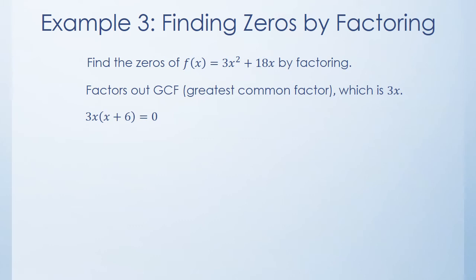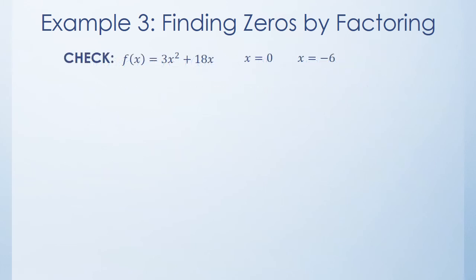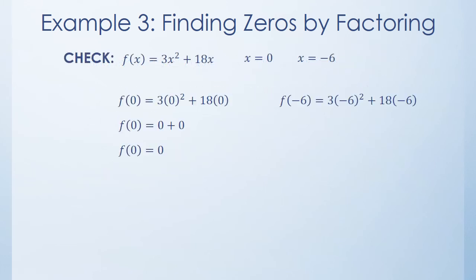Set each of the factors equal to 0. You get 3x equals 0. You get x plus 6 equals 0. Subtract 6 from both sides, you get x equals negative 6. Divide both sides over here by 3, you get x equals 0. So my zeros are 0 and negative 6. Plug the 0 and the negative 6 in, do the math, make sure they equal 0. That's how you know you found the zeros.